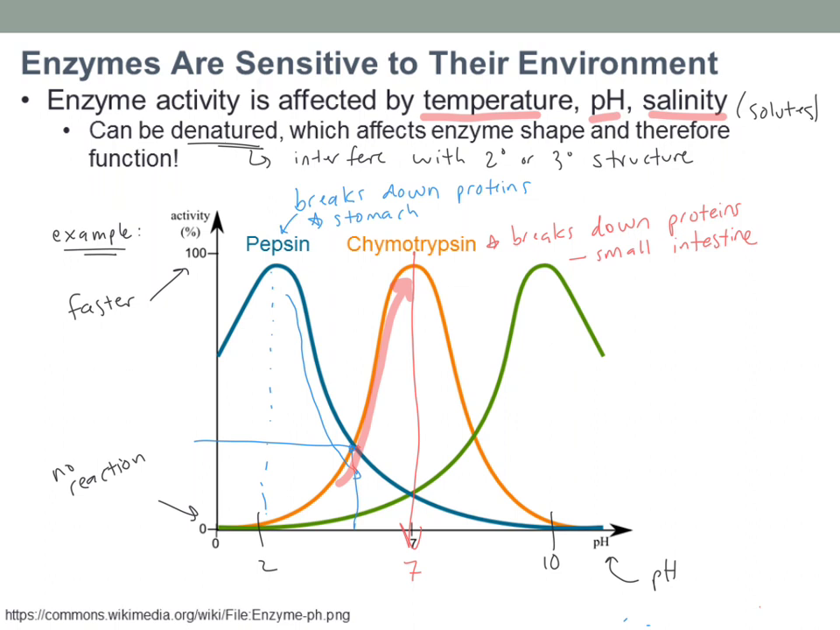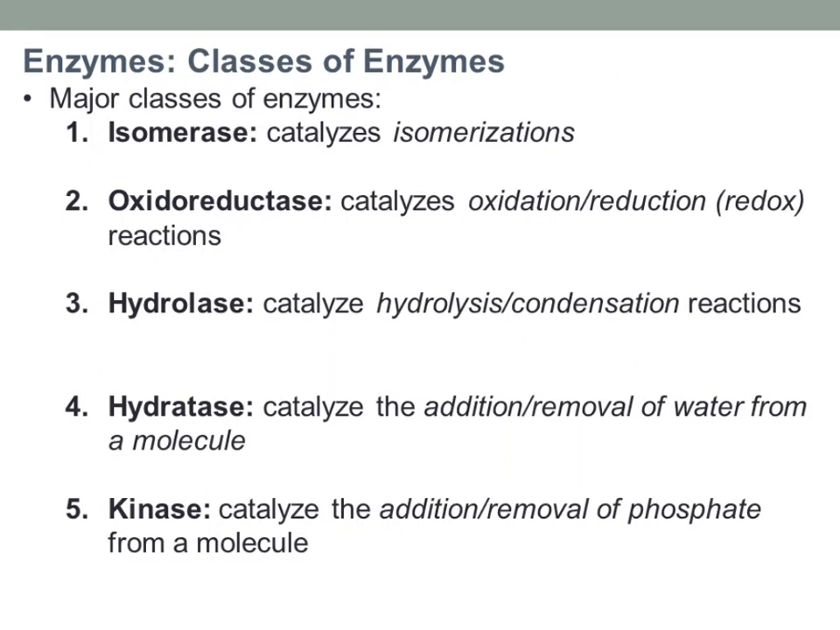But the point is that enzymes are very sensitive to their environment, whether it's temperature, pH, salinity. There's all kinds of different things you can do to affect the activity of an enzyme. Now, there are different types of enzymes. Like I said, there are 60, 70, 80,000 different types of enzymes. But I want you, and I don't care that you guys memorize them.